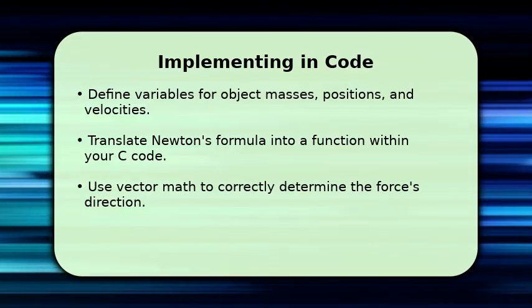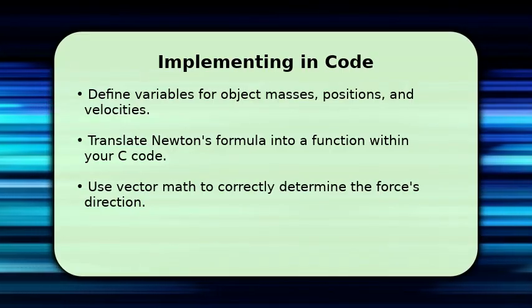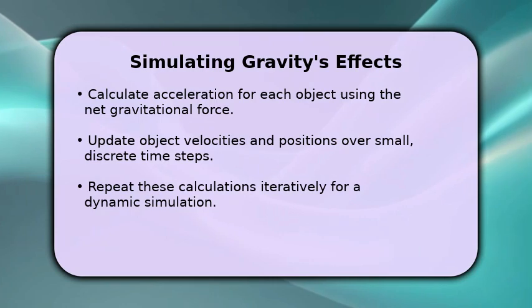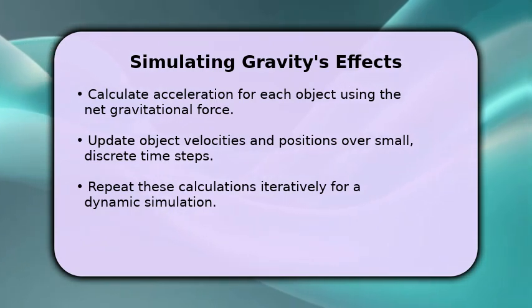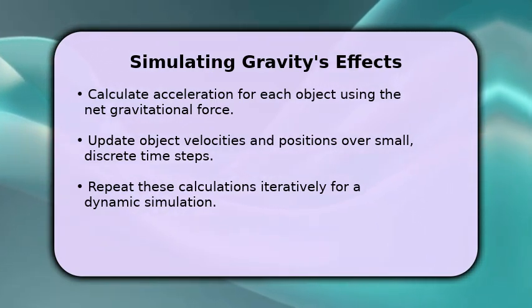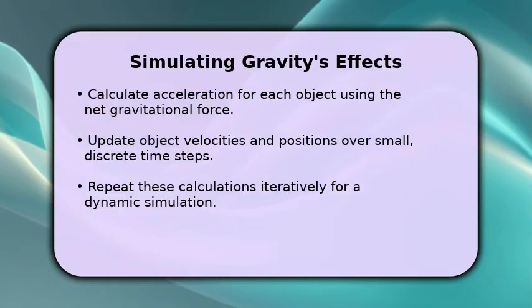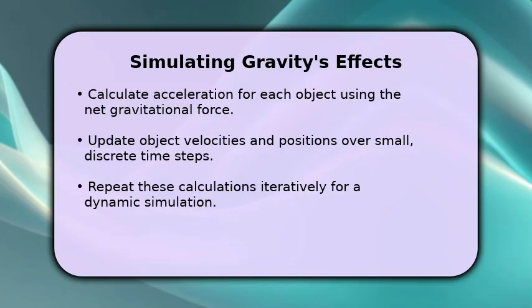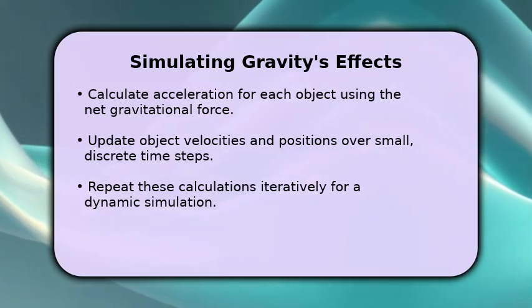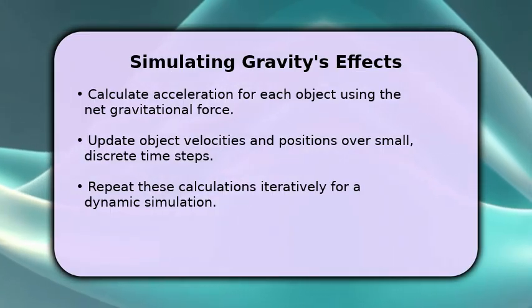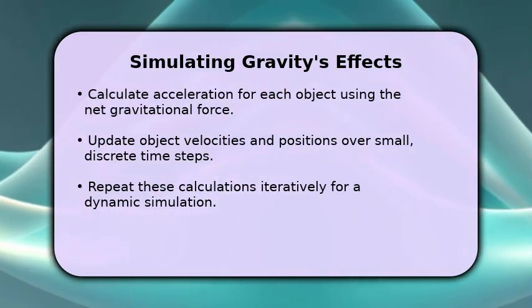Remember to use vector math to accurately determine the direction of the gravitational force, especially when dealing with multiple interacting objects. To simulate movement, first calculate the acceleration for each object based on the net gravitational force acting upon it. Then, update each object's velocity and position over very small, discrete time steps. By repeating these calculations iteratively, you can create a dynamic and realistic simulation of objects moving under the influence of gravity.